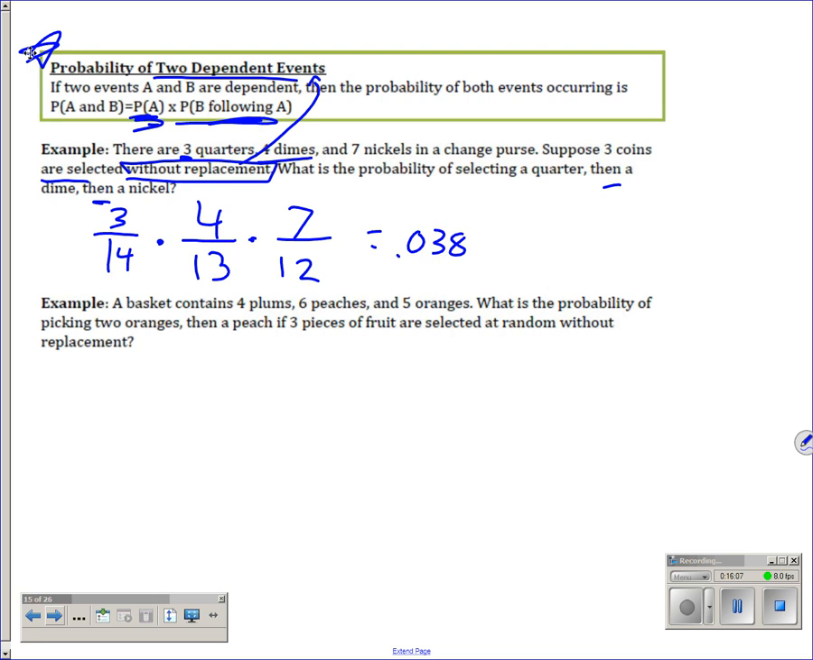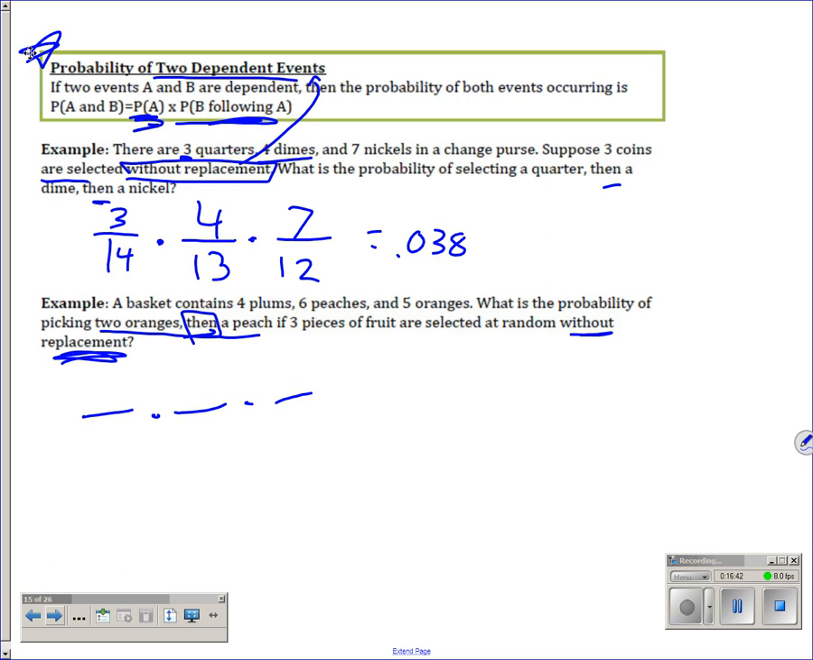A basket contains 4 plums, 6 peaches, and 5 oranges. Notice the pattern. It's the same kind of problem every single time. You have to notice keywords. I can say you're taking them out as a group, or one after the other, with replacement or without replacement. Just notice keywords. What is the probability of picking 2 oranges, then a peach, if 3 pieces of fruit are selected at random without replacement? You need to think, oh, without replacement, one depends on the other. Then means I multiply them. So let's have 3 probabilities multiplying by each other.